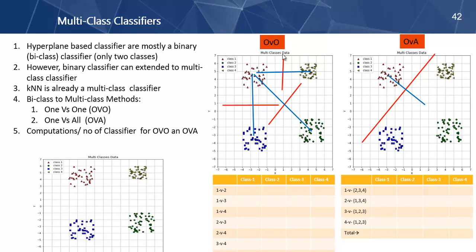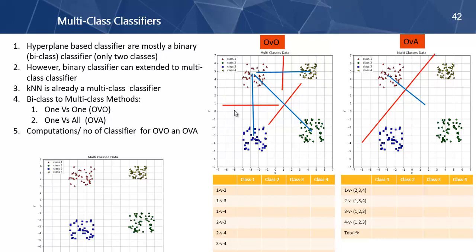Now what will happen in one versus one? As the name suggests, one versus one, let's consider for the time being this class. This class will fight with this one, with this one and with this one, and while doing so it will consume 3 classifiers. This versus this is one classifier, this versus this is another classifier, this versus this is another classifier. So 3 classifiers will be used by this one. We have data of 4 classes, right?